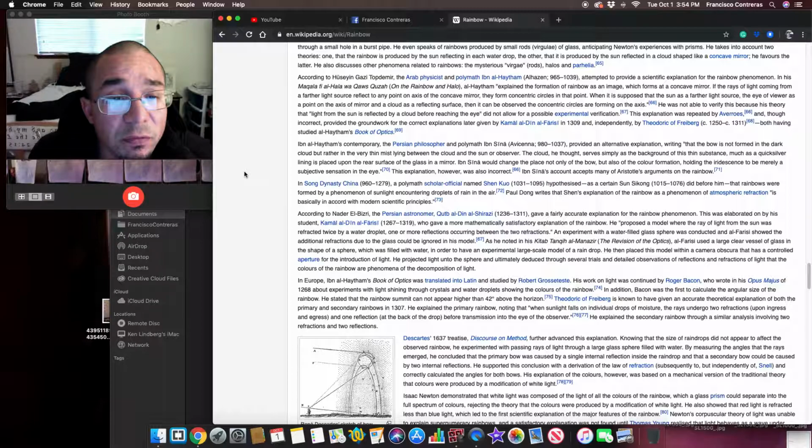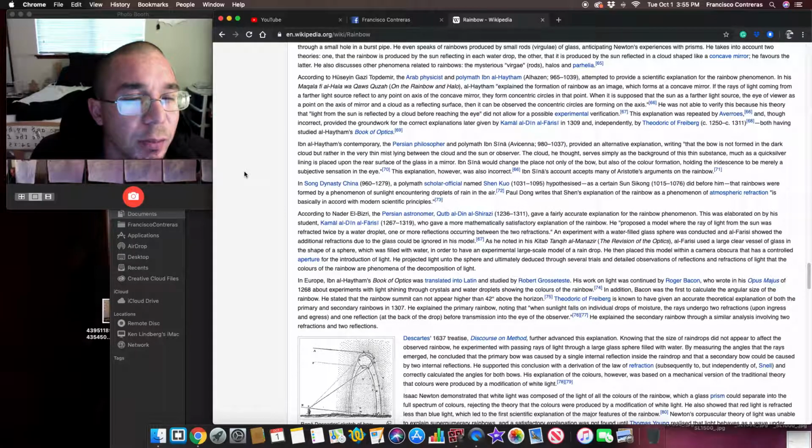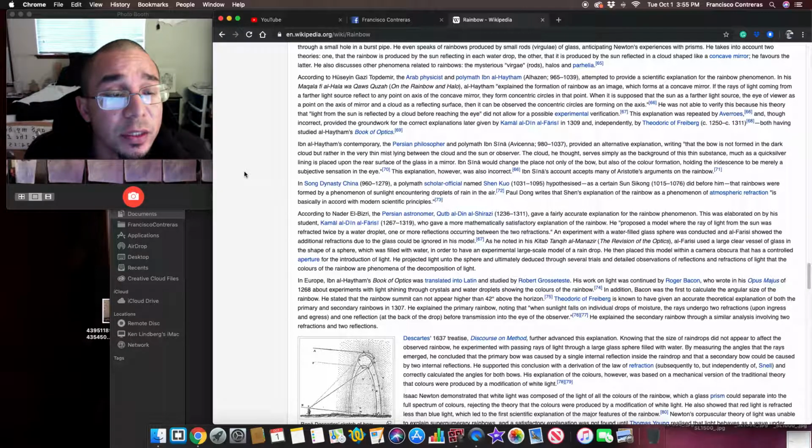This explanation was repeated by Witelo, and though incorrect, provided the groundwork for the correct explanations later given by Kamal al-Din al-Farisi in 1309, and independently by Theodoric of Freiburg, c. 1250 to c. 1311, both having studied Al-Haytham's Book of Optics.